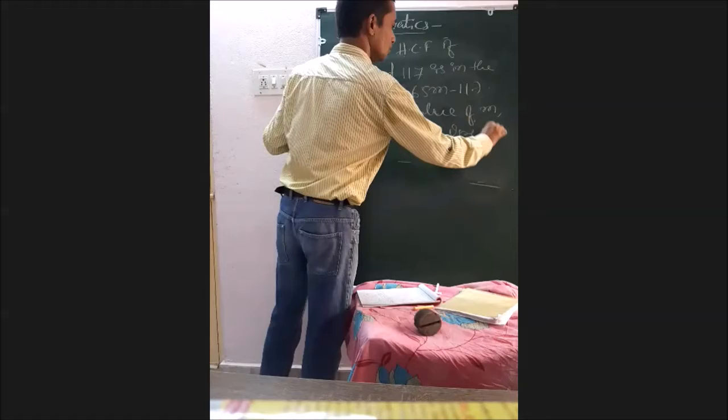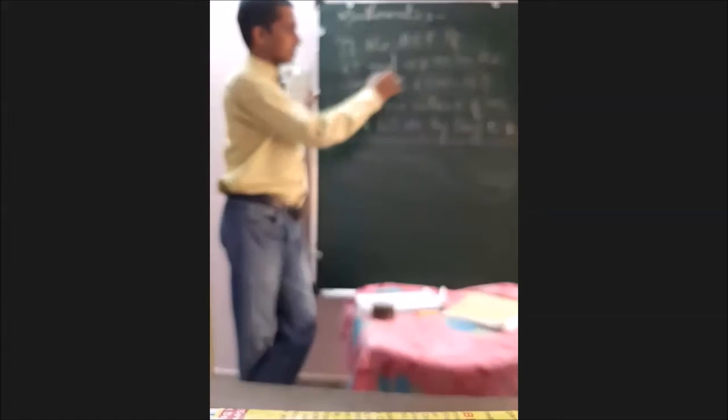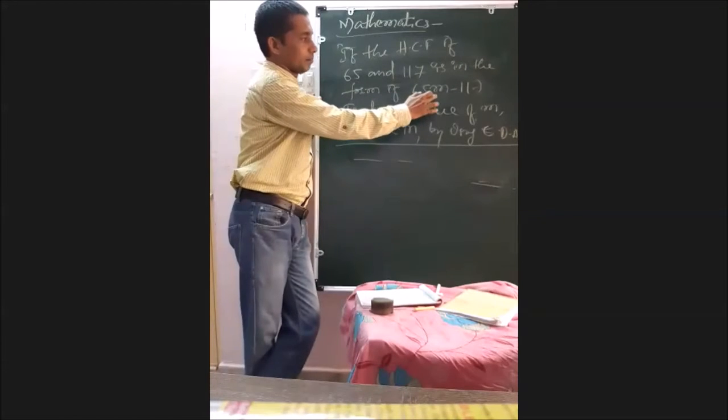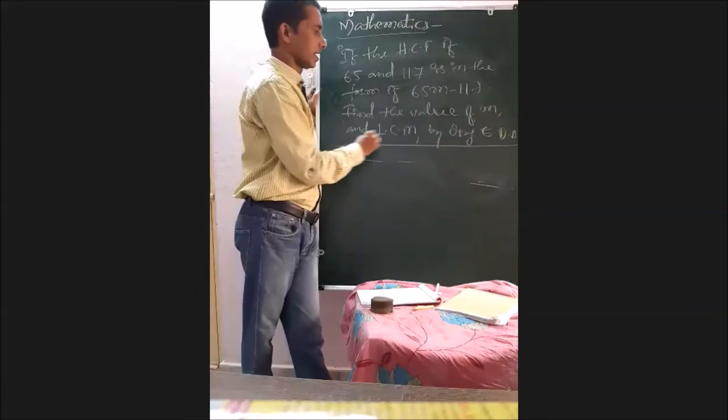Whatever question you may come across, you have to read the question thoroughly. So now how do we solve the question? Please listen. Have you written the question? Once again I am repeating the question. If the HCF of 65 and 117 is in the form of 65m minus 117, then find the value of m and LCM.